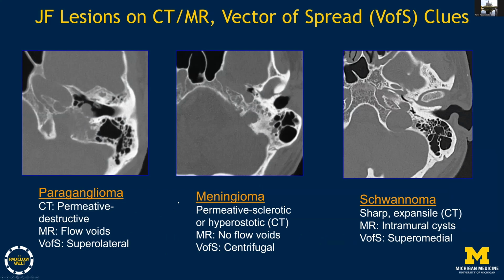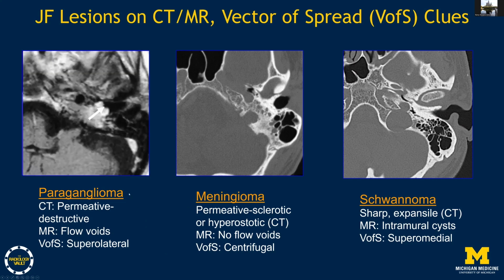So this is what they look like on CT and kind of your summary slide, your sort of take home message here. We want you to know what jugular foramen lesions look like on both CT and MR. And a really important clue is the vector of spread. So when you find a lesion, figure out which way it's going. That often tells you what that lesion is. For our paraganglioma, we look at permeative destructive lesions on CT. For our meningioma, we look at permeative sclerotic lesions where you see hyperostosis in the bone. For the schwannomas, you have these smooth, sharp, expansile margins. They're very, very sharp. Looks almost surgical in that way.